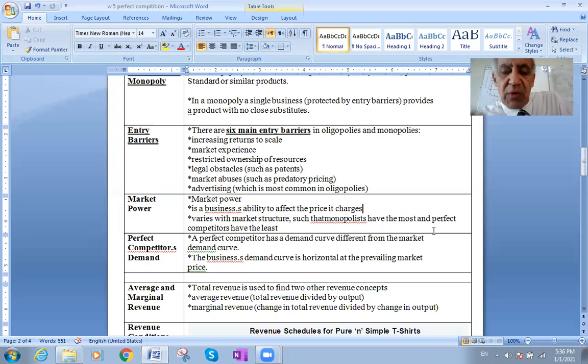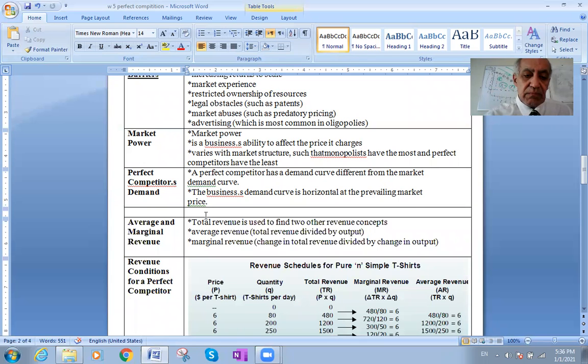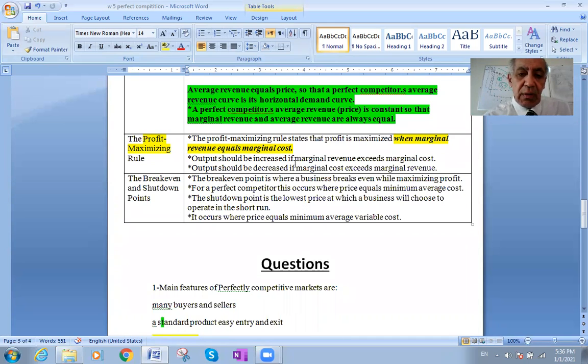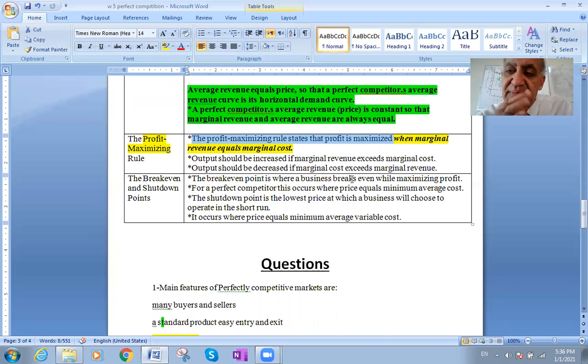How can you affect the prices? The profit maximizing rule states that profit is maximized. In full competition, your profit will go up to the maximum when the marginal revenue equals the marginal cost, and I will show you this in the practical part with another video. I will show you how the competitor in perfect competition will reach the maximum profit when the marginal revenue equals the marginal cost.